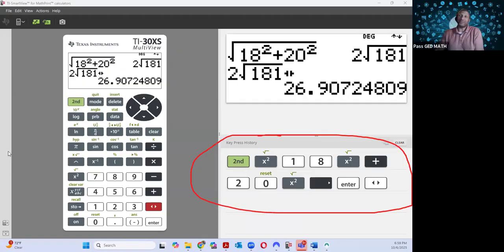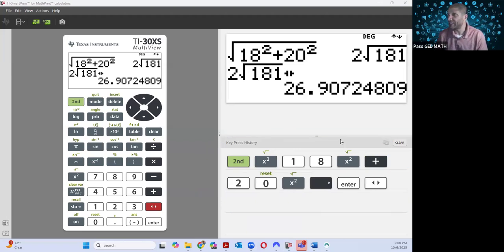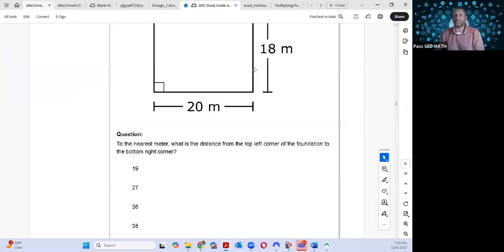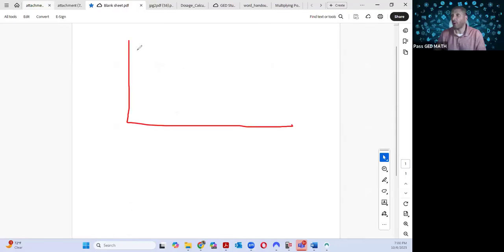Why? Because Mr. Tinsley told me Pythagorean theorem is guaranteed on the exam. He didn't say he thinks it's on the exam. He said it's what? Guaranteed. For example, watch this. I got a triangle. This is 26. This is 10.